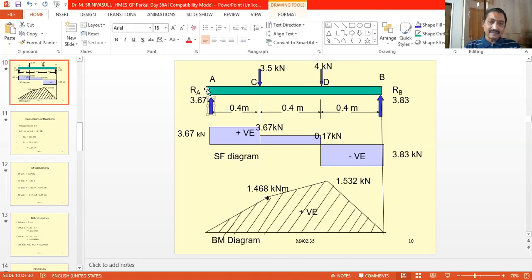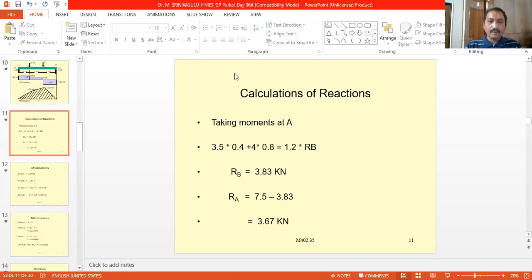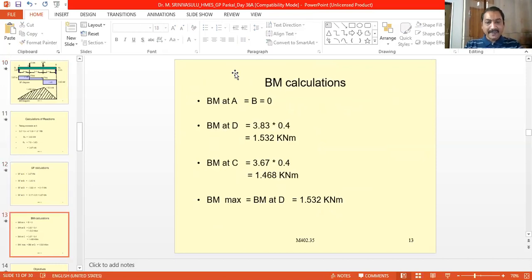It is causing a clockwise moment to the left, and clockwise to the left is positive. So plus 3.67 into 0.4, that is equal to 1.468 kN meters. So the value of the bending moment is equal to 3.67 into 0.4, which is also equal to plus 1.468 kN meters. So whether we consider the right of the section or the left of the section, it will be the same value.